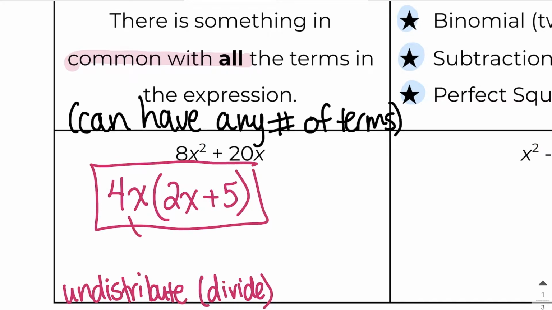Just a reminder that if you were to distribute this through, you would get this answer right here, so you'll know if you did it right or not. So I just want you to make sure you're understanding that when we factor by GCF, we're trying to undistribute, because you're all really good at distributing. And if we remember that, that will help us with our factoring by GCF, okay?